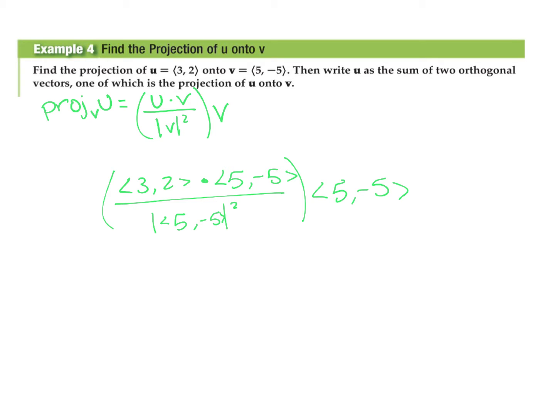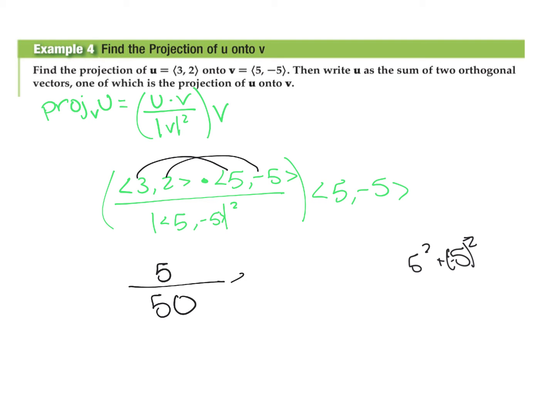I'm going to go ahead and change pen colors because this isn't very easy on the eyes. All right, so let's go ahead and take it step by step. Dot product, we've got 3 times 5, which is 15, plus 2 times negative 5, which is minus 10. So that gives us a 5 on the top. And then on the bottom, we've got 5 squared plus negative 5 squared, which is 25 and 25, which is 50. Then we need to multiply that by (5, -5).